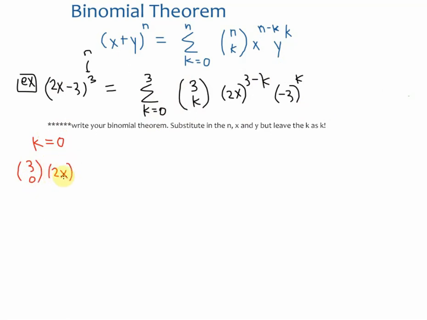Now remember, there's an x substituted in for x, and so that's okay. So when I say substitute for x, just whatever this first term is, right? 3 minus 0 and negative 3 to the third power. Okay, so I've taken this exact thing right here, and all I've done is substitute in k equals 0.